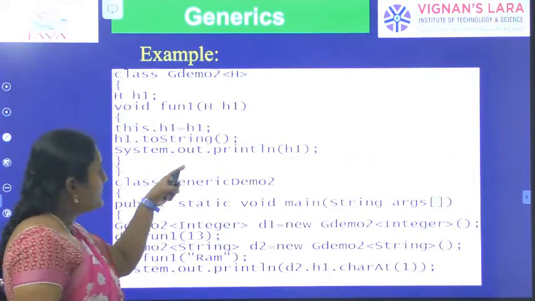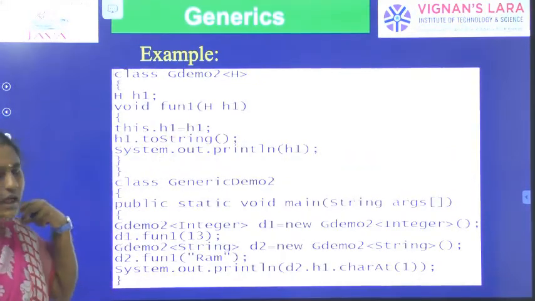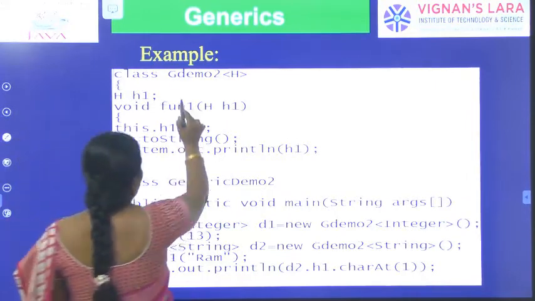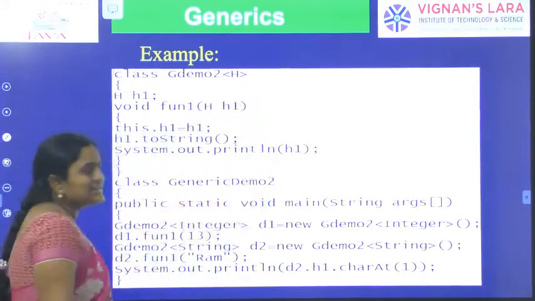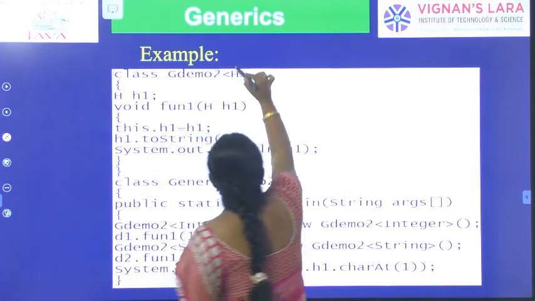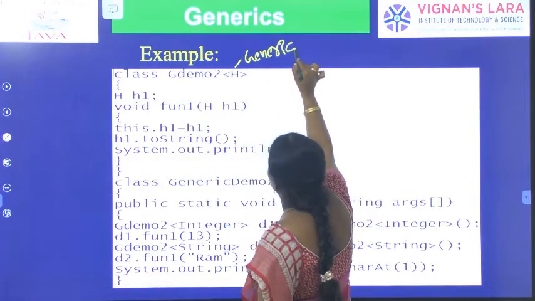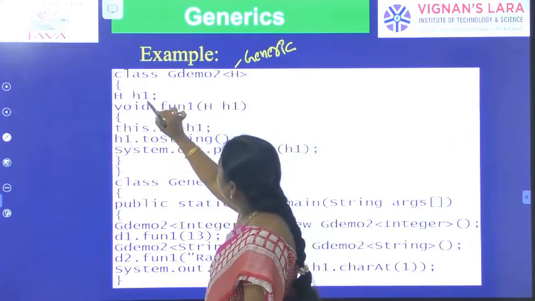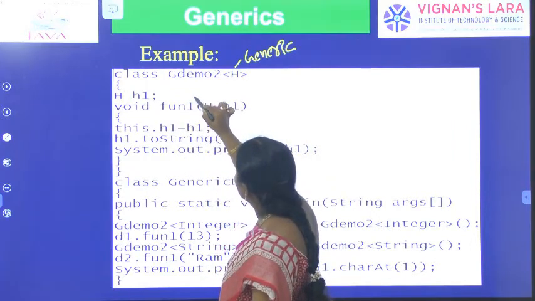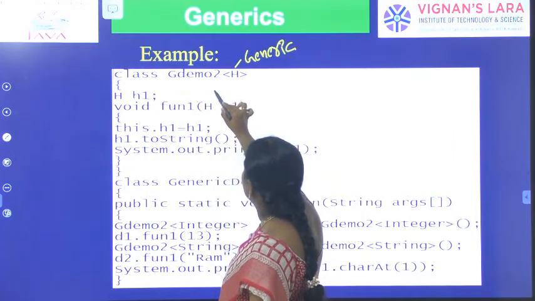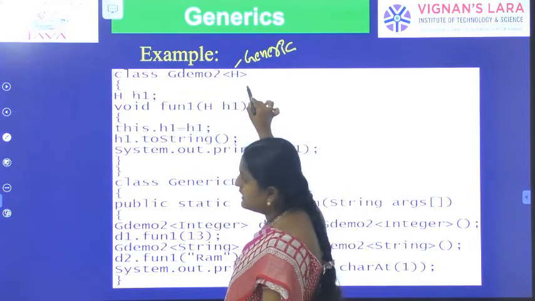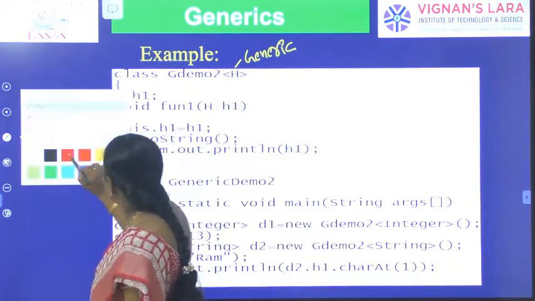Next one, class GDemo2. So here I am taking one class, GDemo2. Here H is a generic type. It is the syntax of generic. Next I am defining one variable. Here H1 is the variable name.